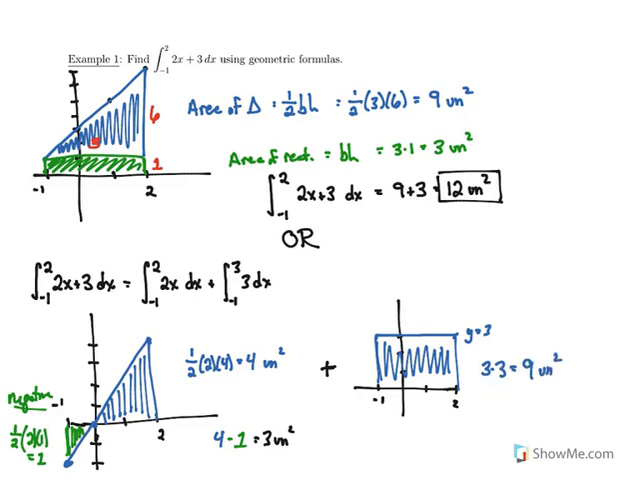And again, we would get the same result, 3 plus 9, 12 units squared. Now in this example, I think doing it the first way would be the easiest, but it's another option that we have to deal with integrals. We can break it up into a couple different ideas.